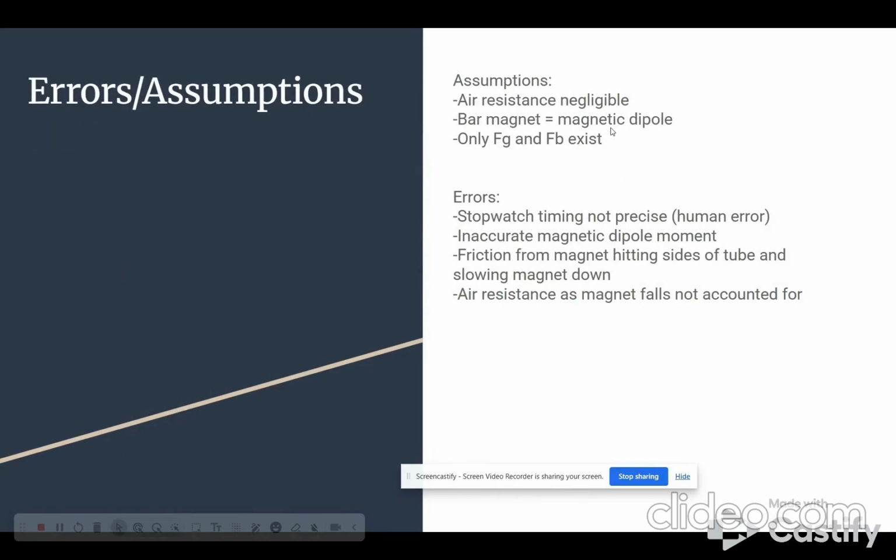Errors and assumptions: we assume the air resistance is negligible, the bar magnet acts as a magnetic dipole, and only gravitational force and magnetic force exist. As for error, the timing could be imprecise. We could have found an inaccurate magnetic dipole moment, and friction from the magnet hitting the sides of the tube and slowing it down could also have been a factor. And again, air resistance was not accounted for.